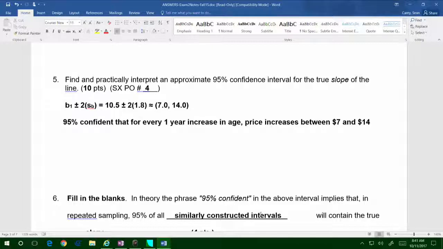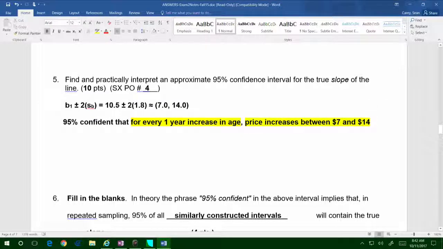Now, how do I interpret it? That's more important. Well, this is a slope. A slope is interpreted as the change in y for every 1 unit increase in x. And because it's a confidence interval, I'll start off with the phrase I'm 95% confident. So I start off with that, and then I get into the change in x. In my case, for every 1 year increase in age. I'm sorry, not change in y, change in x. There's the change in x, in the words of the problem, for every 1 year increase in age. And then the slope represents the change in y. So then I have to say price, and I say increases because it's positive, increases between the two numbers.